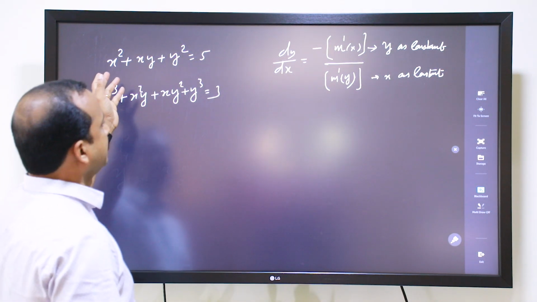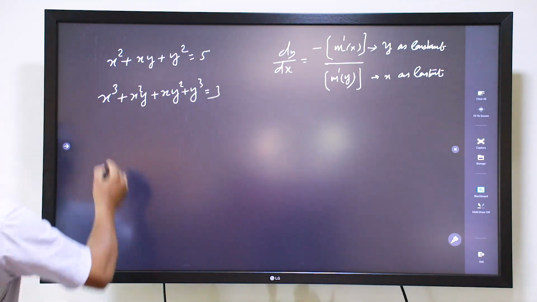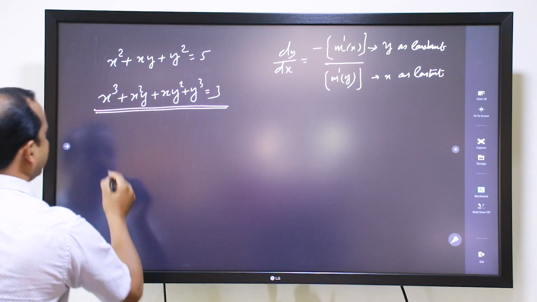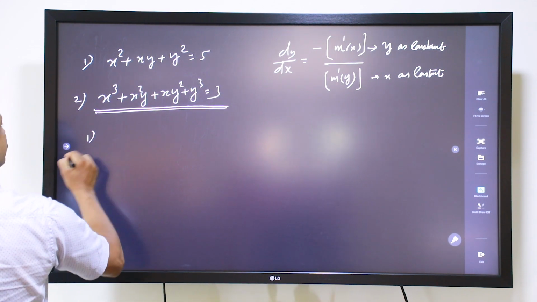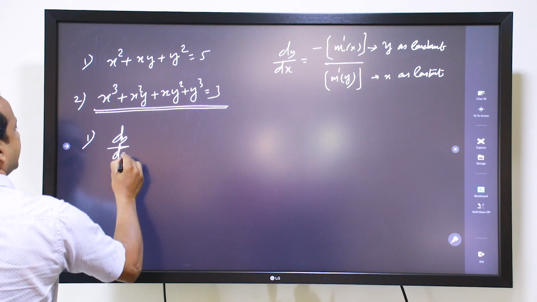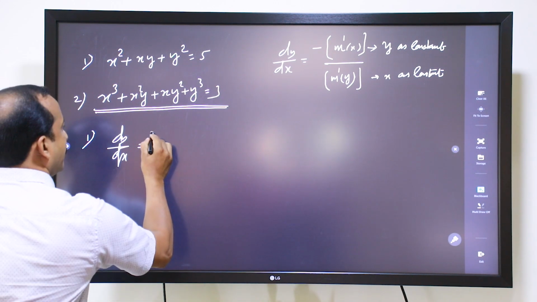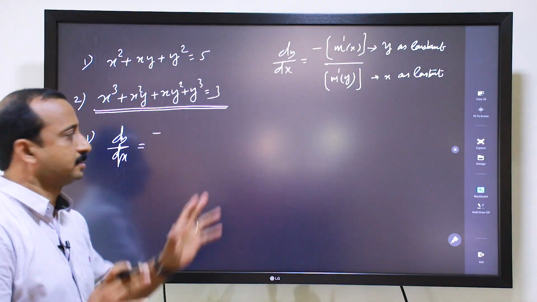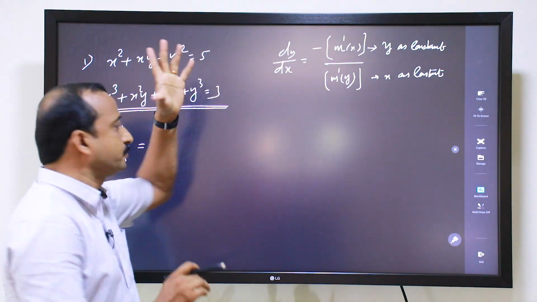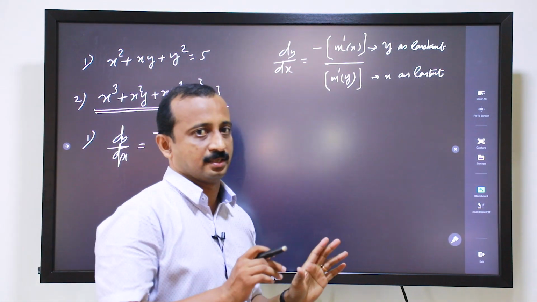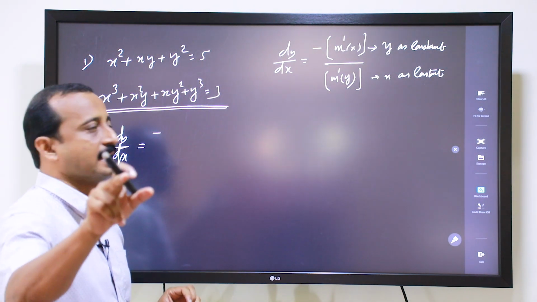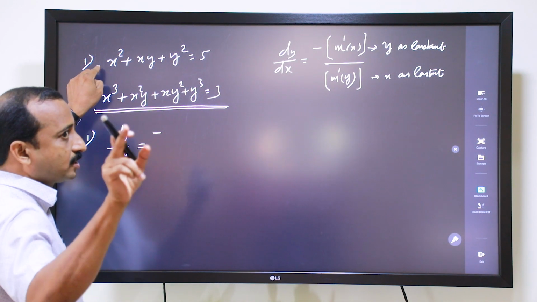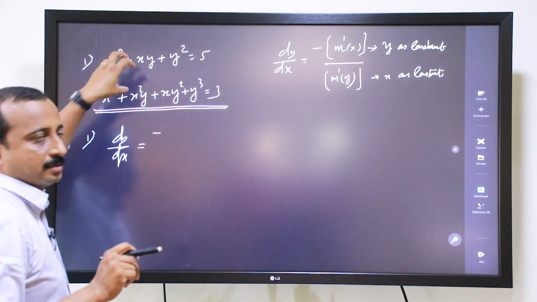First we discuss the derivative of x square plus x into y plus y square is equal to 5. Using that formula, how to find the derivative? One solution. dy by dx is equal to minus of m, where m means the function. We find the derivative of this function with respect to x. Here you consider y as a constant. It's a technique for finding this type of problem.